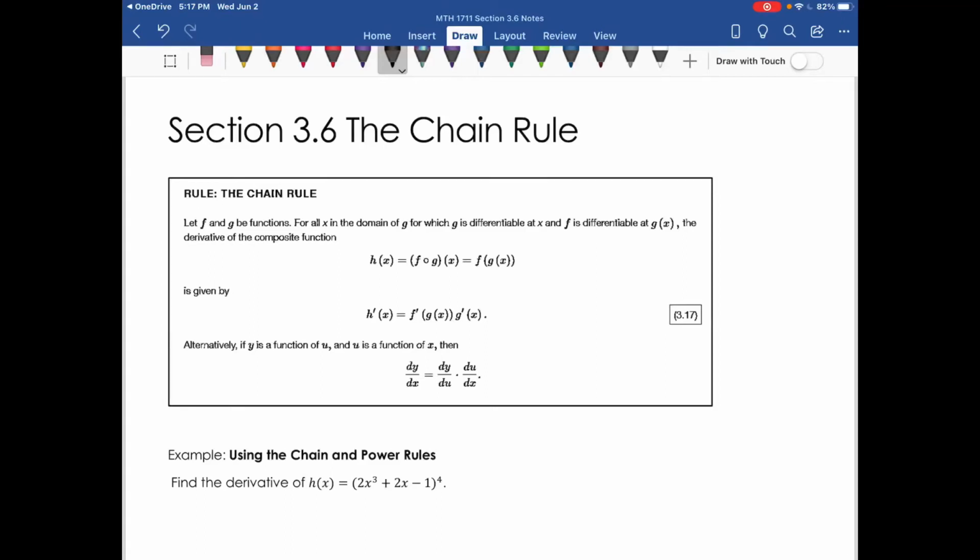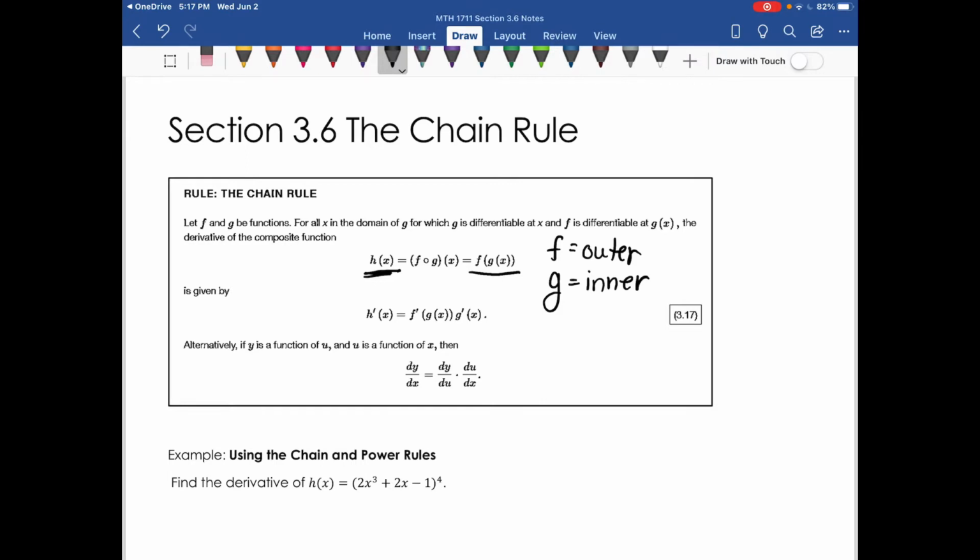In this lesson, we are going to discuss the chain rule. And the chain rule is a rule that you use when you're trying to take the derivative of a composite function. A composite function is a function that is made up of one function being plugged into another function. So if our composite function is h of x that we're trying to find the derivative of, then it can be written as f of g of x.